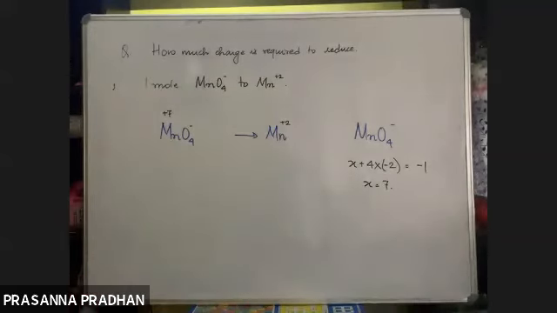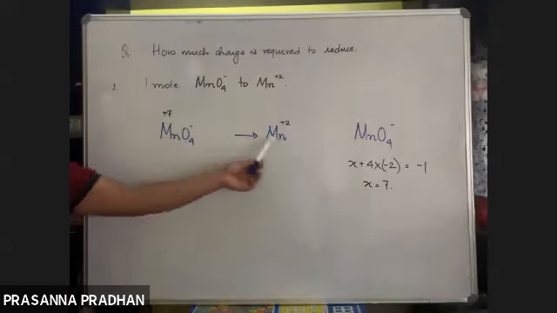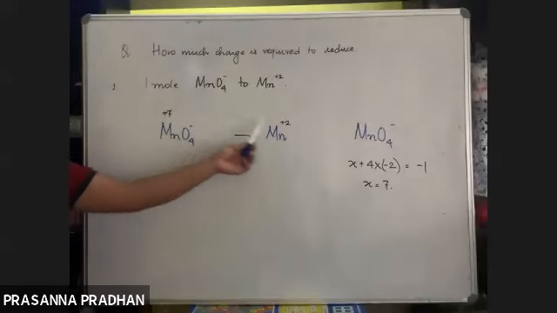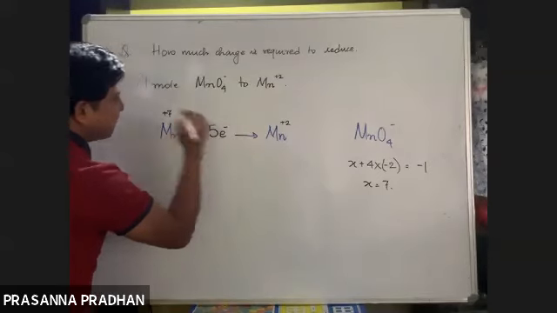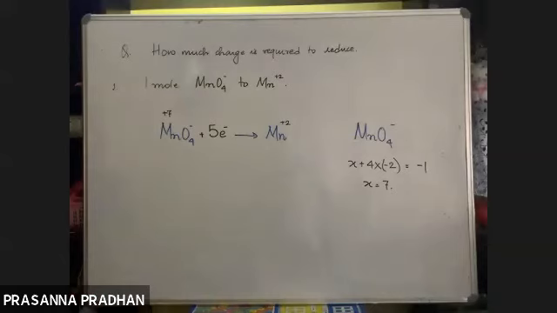So what is the difference in the oxidation number of manganese during this reaction? Here it's 7, here it's 2. So it differs by 5 units. That means how many electrons are involved out here? 5 electrons are involved. So now the question becomes really easy.